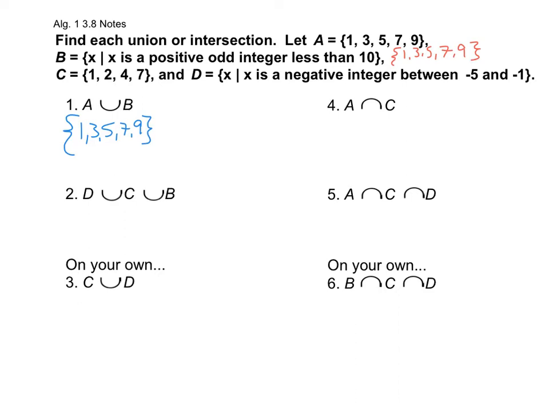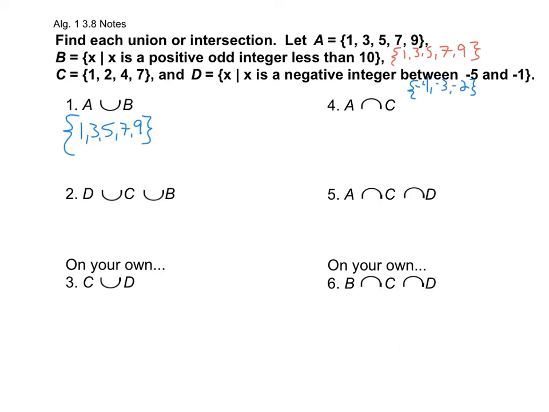Before I go any further, I should figure out what is in my set for D, because that one's not listed either. D equals X, such that X is a negative integer between -5 and -1. So D should be -4, -3, and -2. It can't actually include -1 and -5.